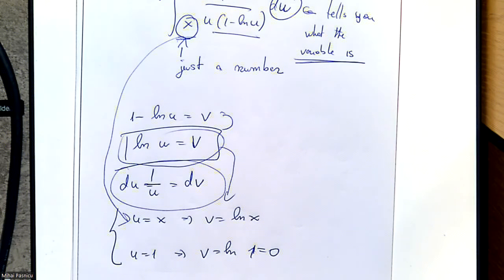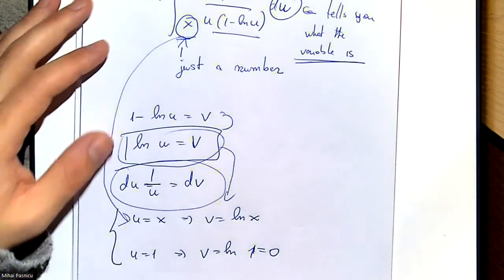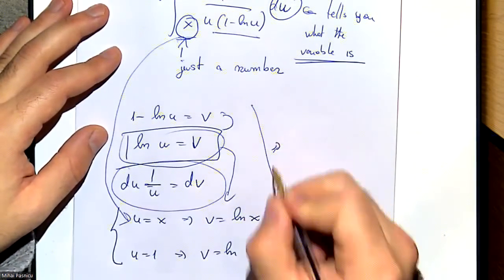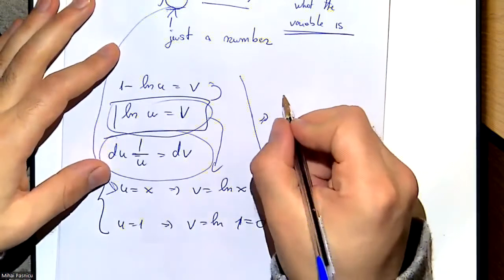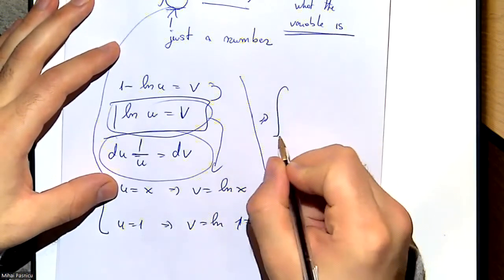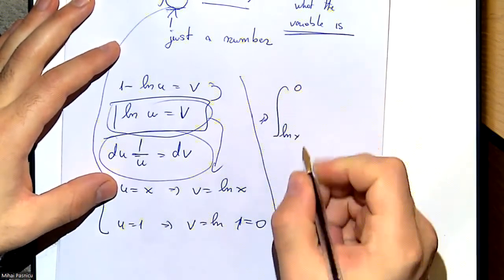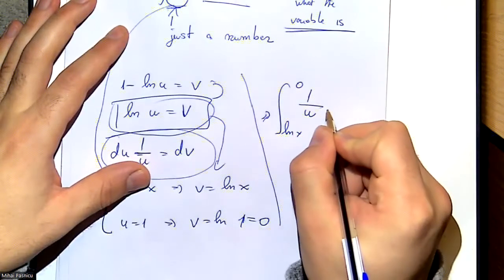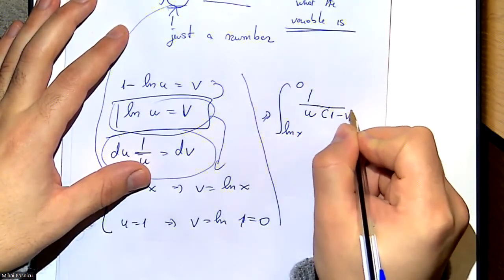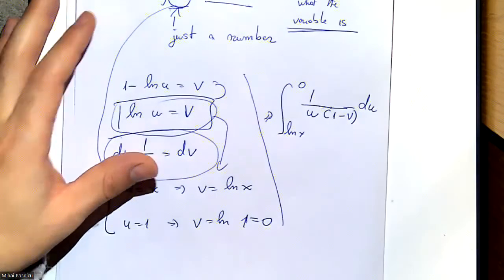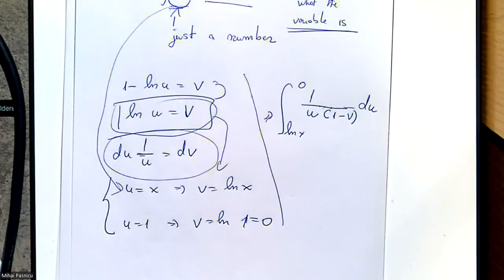Everyone understands how I apply the substitution? Okay. Now I literally just plug it in. And what do I get? I get the integral from, careful with the heads of integration, log of x, 0, 1 over u times 1 minus v du. Again, careful. u and v in the same fraction, two variables, this is not okay.